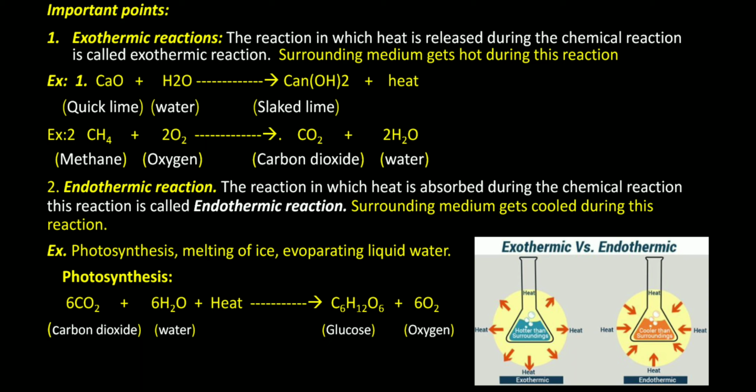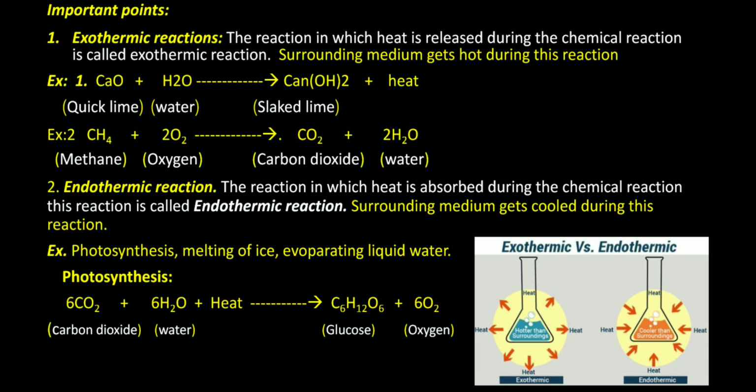Next, number 2 reaction, endothermic reaction. The reaction in which heat is absorbed during the chemical reaction is called an endothermic reaction. Surrounding medium gets cooled during this reaction. In the above exothermic reaction, the surrounding medium gets hot, but in the endothermic reaction, the surrounding medium gets cooled. Examples: photosynthesis, melting of ice, evaporating liquid water.